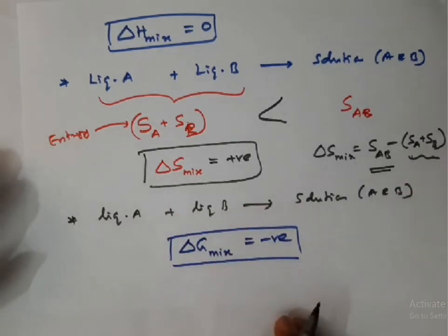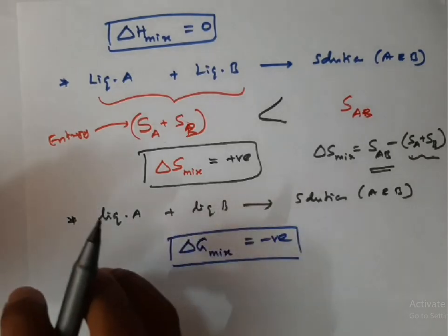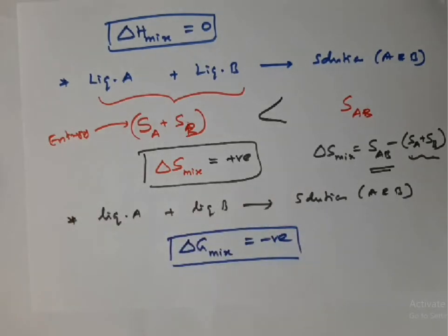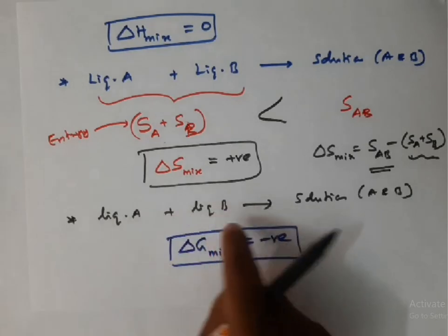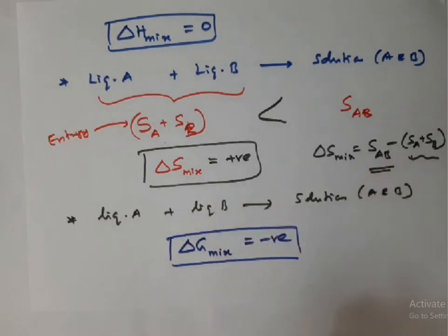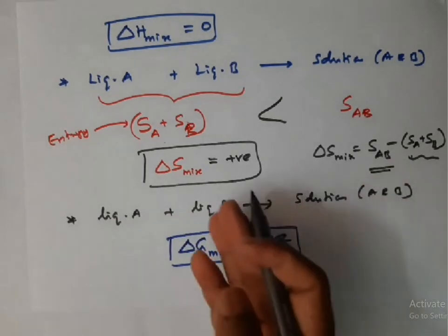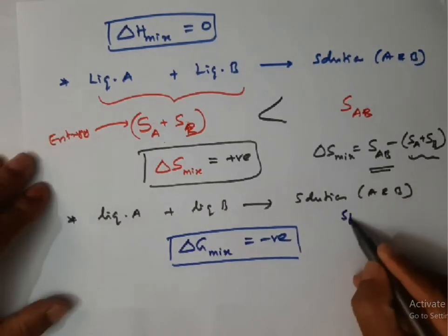Suppose A and B don't form a solution, and liquid A and liquid B form separate layers. Then there is no mixing. In that case, delta G mixing is 0 or positive. But A and B mix together and form a solution. This is happening. This process is spontaneous.